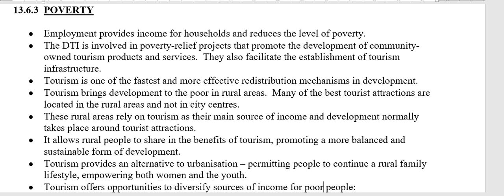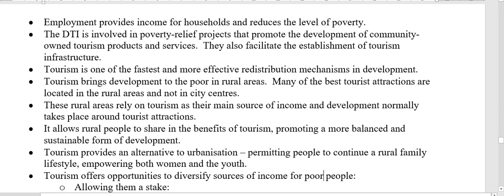The DTI, if you don't know, you must write it down. The DTI stands for the Department of Trade and Industry. So the Department of Trade and Industry is involved in many poverty relief projects that promote the development of community-owned tourism. So the focus is not only on the fancy hotels and the fancy resorts. It's part of their strategy to make sure that marginalized people also have access to the opportunities that are offered by the tourist industry.